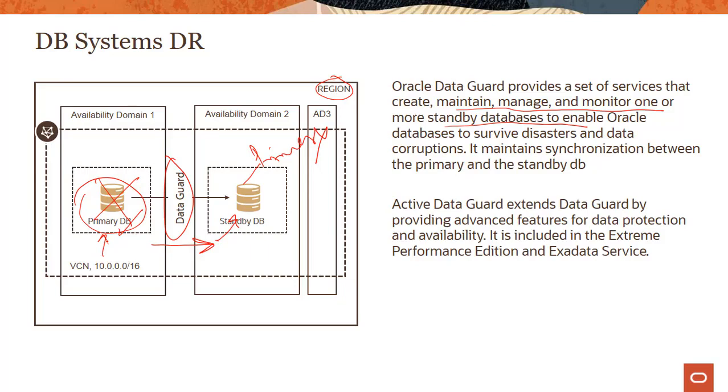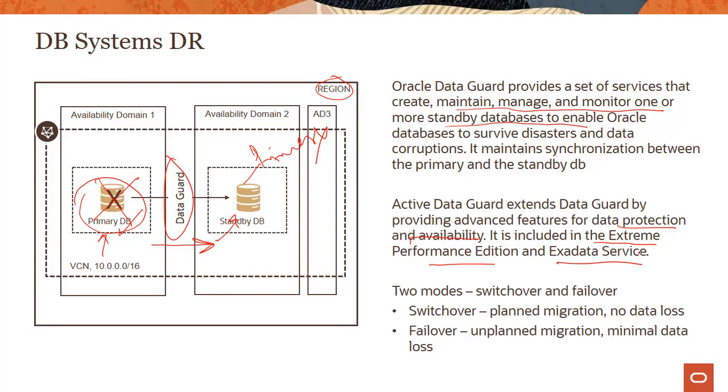There's also this thing called Active Data Guard. Active Data Guard extends Data Guard by providing advanced features for data protection and availability. For specific Oracle versions like Extreme Performance Edition and Exadata, it is included by default. Otherwise, you have to pay for that.